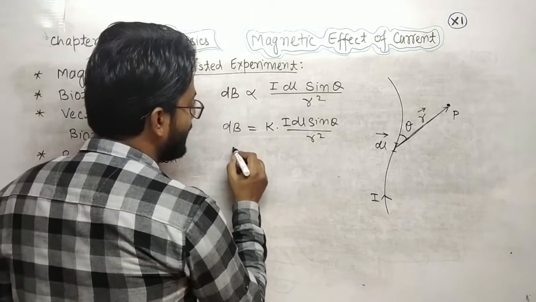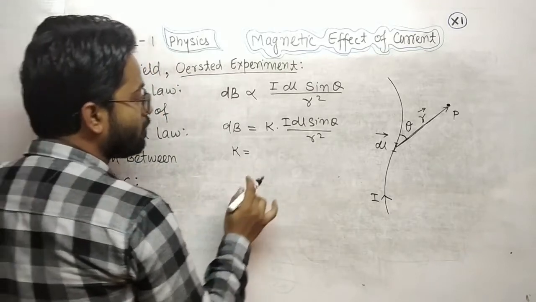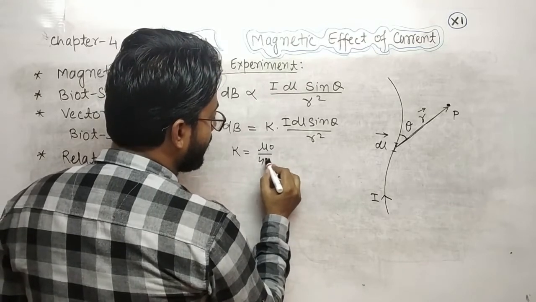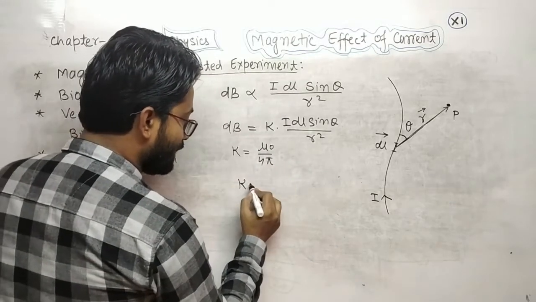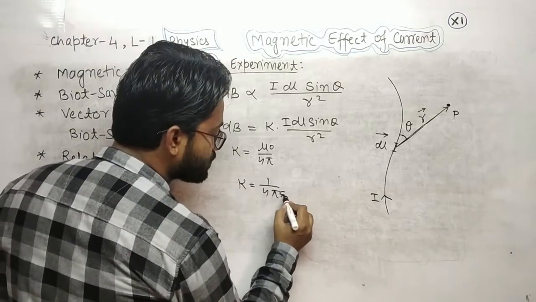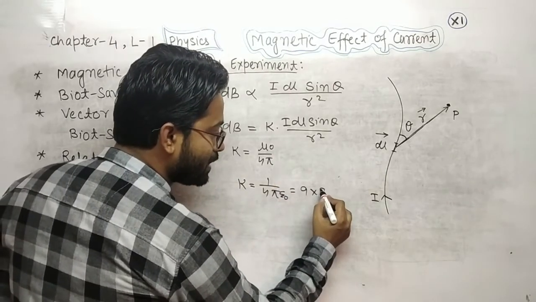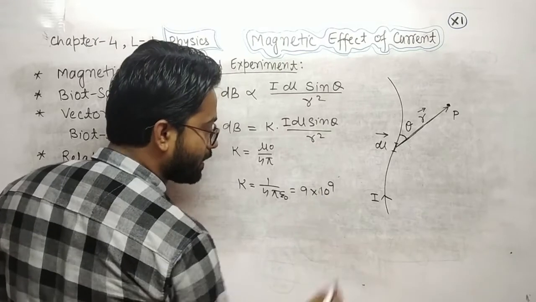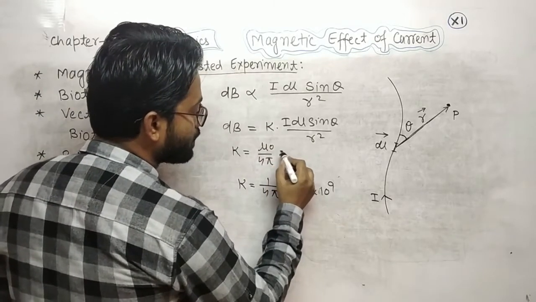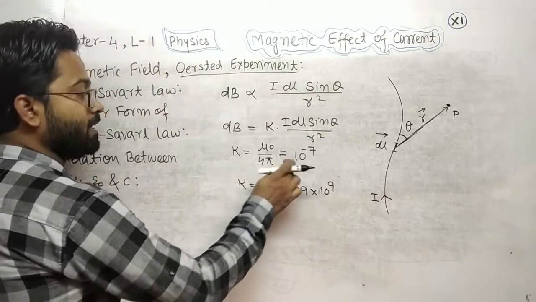Okay, value of k will be what? Value of K will be mu naught upon 4 pi. Like in electrostatics, K is 1 upon 4 pi epsilon naught, and the value of 1 by 4 pi epsilon naught was 9 into 10 to the power 9. In this, the value of K is only 10 to the power minus 7.